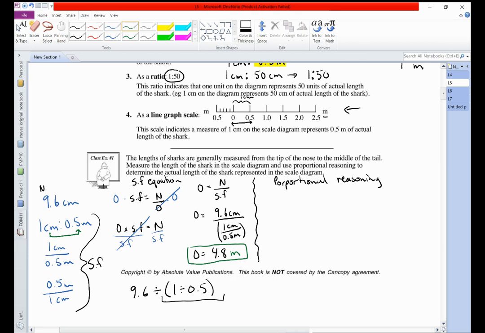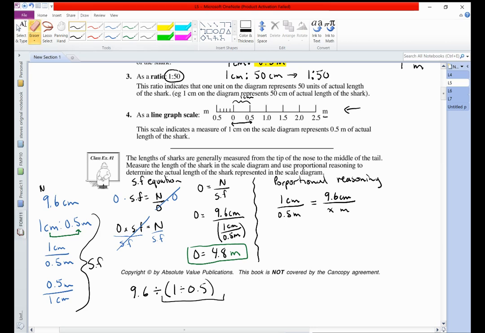Proportional reasoning I find is easier to wrap your head around a little bit. So same question, pretend like what we just did didn't happen. I would say, okay, well, my scale factor is 1 centimeter is equal to 0.5 meters. And then I'm going to set it equal to proportional reasoning. It's going to be two fractions. So now I'm going to say my diagram is 9.6 centimeters, and I don't know how many meters. So I'm going to say maybe X meters.